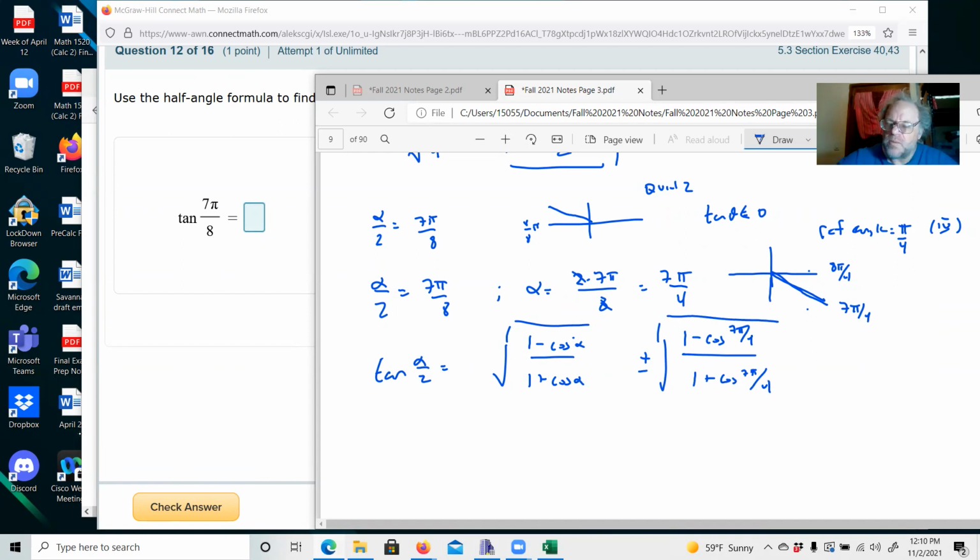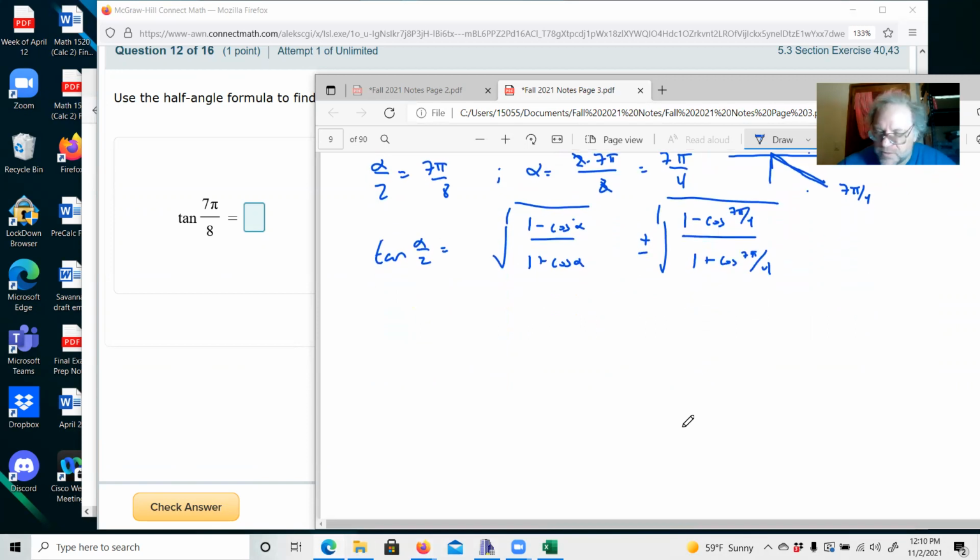What is the cosine of 7 pi over 4? The cosine of 7 pi over 4 is square root of 2 over 2, and it's positive because we're in the 4th quadrant. So we have 1 minus square root of 2 over 2 divided by 1 plus square root of 2 over 2. This is all under a square root. And then where is 7 pi over 8? Again, this is quadrant 2, right? So our tangent is going to be negative.